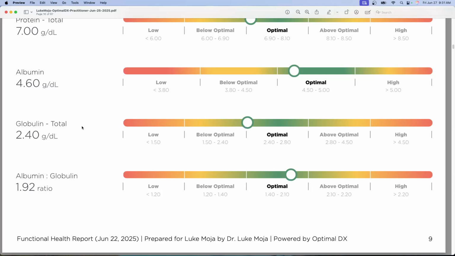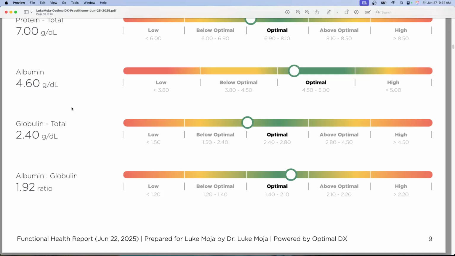This one is typically associated with the immune system. If you think about antibodies, immunoglobulins, like IgA, IgE, IgG, IgM, your different types of immunoglobulins, your antibodies, globulin is a component of that. So if we have issues with globulin, that's typically going to indicate something going on with the immune system.